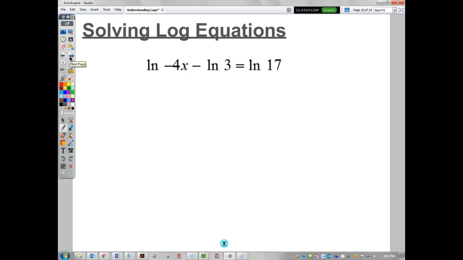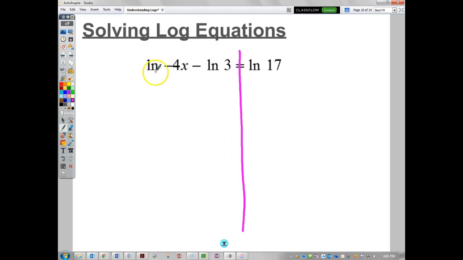All right, now this one's a natural log equation, but that doesn't make any difference. Natural log just means it has base e. Now look at this. We have 3 logs. 2 of them are on the left side and 1 on the right side. So the fact that we have at least 1 on each side means that I can get this to where I can cancel out the logs.